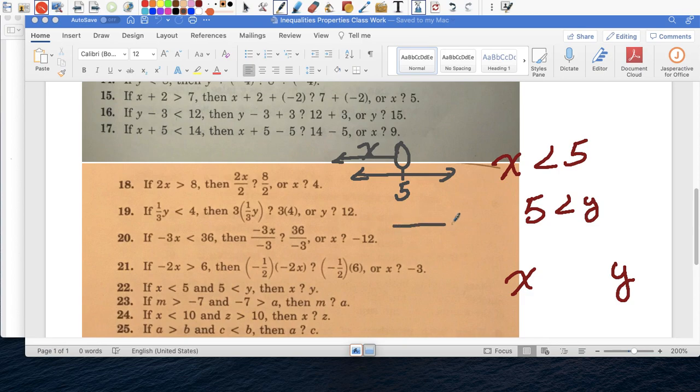On this side, it says 5 is less than y. Put a circle, again not shaded, so 5 is not part of the solution. We're talking about these numbers. 5 is less than all these numbers. And which are these numbers that 5 is less than? It's the numbers to the right of 5. So x are all the numbers that are less than 5, and y is all the numbers that are greater than 5. So what's the relationship between x and y? Any number that you pick for x is always going to be less than any number you pick for y.